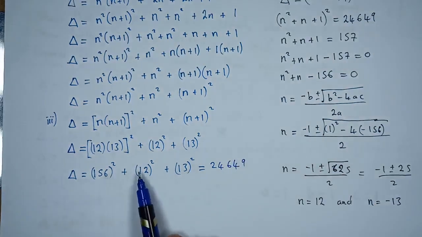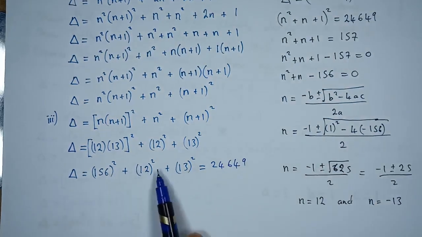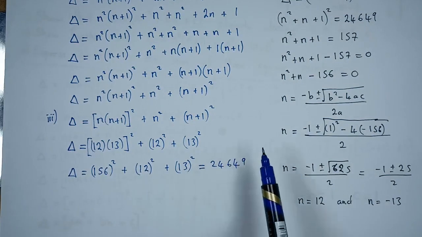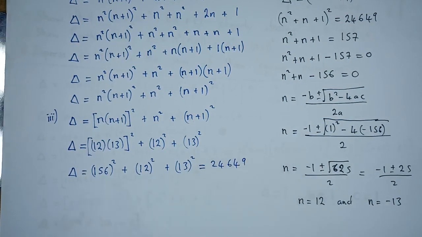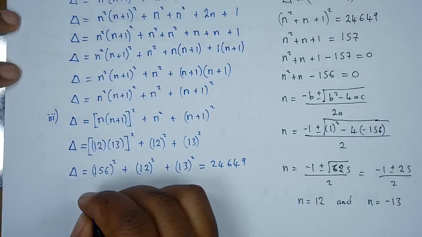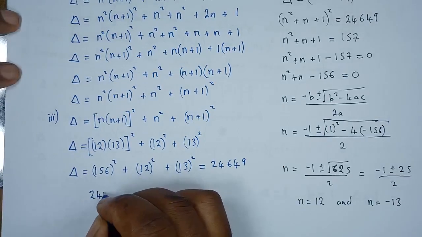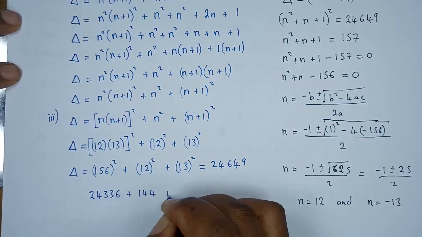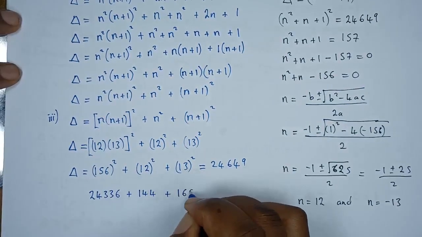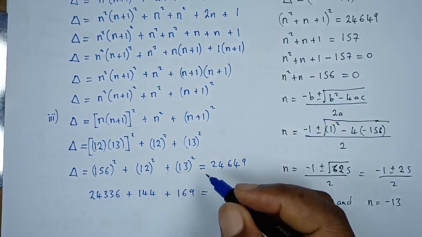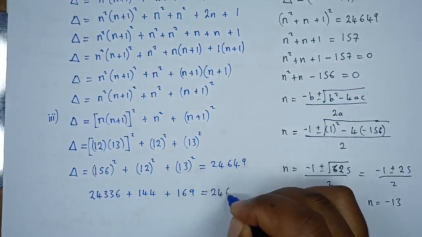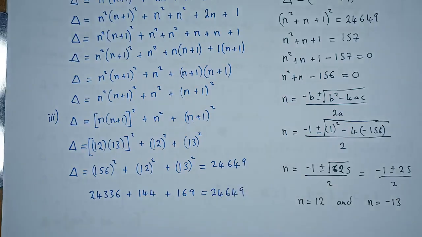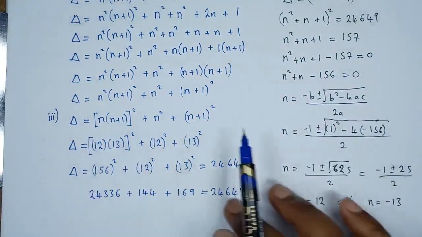So we have expressed it as a sum of three squares. This is a square, this is a square, this is a square. But we can further do it this way. 156 squared will give us 24,336, plus this is 144, plus this is 169. So this is equal to 24,649. Understand that even if you use 13, you still get the same result.